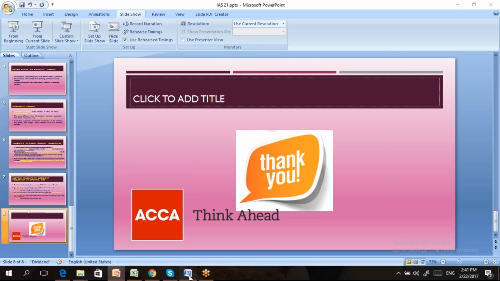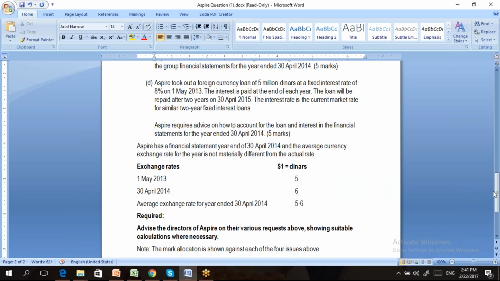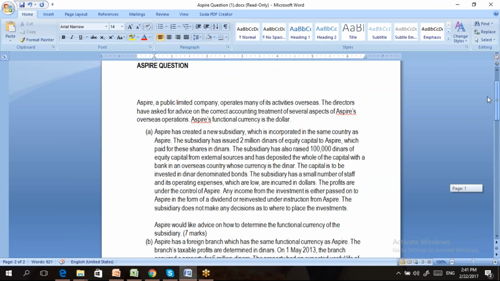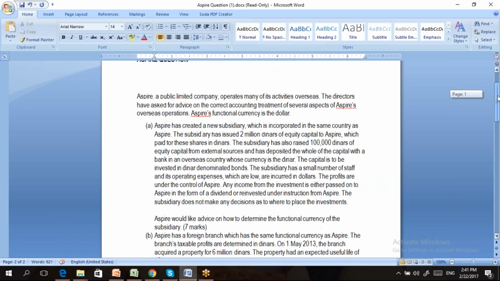Now let's look at the question we are going to look at. This was a 25-mark question. Here we have Aspire, a public limited company, which operates many of its activities overseas. The directors have asked for advice on the correct accounting treatment of several aspects of Aspire's overseas operations. Aspire's functional currency is the dollar.